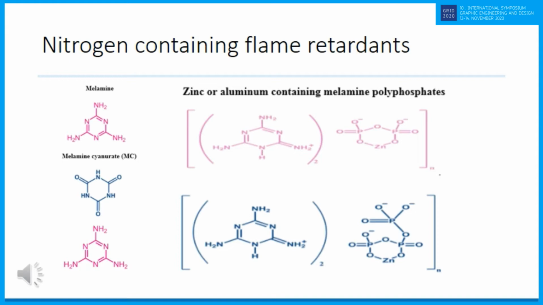Nitrogen-containing natural polymers such as wool, silk, and leather provide fire resistance. Thus, some nitrogen-containing organic compounds are used in polymers as additives to show fire-resistant properties. Melamine is commonly used for flexible polyurethane foams in furniture and upholstery in transport vehicles. In addition, melamine cyanurate is used in polyamide 6 and polyamide 6.6. Moreover, zinc or aluminum containing melamine polyphosphates are used in cables.